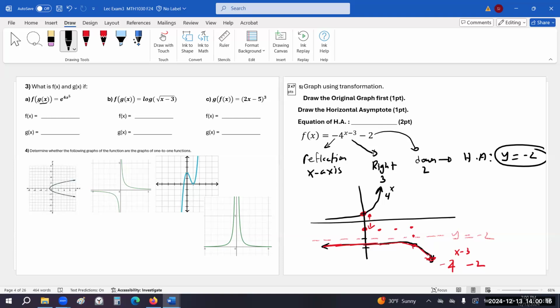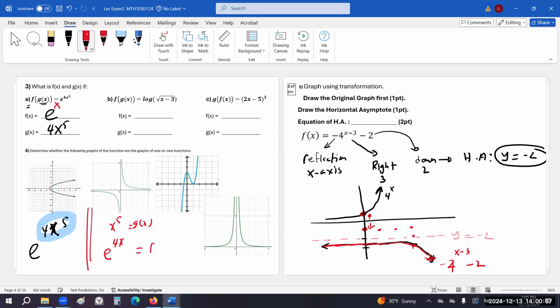The first one is saying our g is inside f, and we have e to the 4 times x to the 5. So you have many choices. One of the choices, let's make 4x to the 5 the inner function. Then e to the x becomes your outer function. This is one choice. But if you want x to the 5 to be the inner function, then your outer function will be e to the 4x. This is another choice. So decomposition is based on how you look at the composition. It doesn't have one correct answer, it has many correct answers.